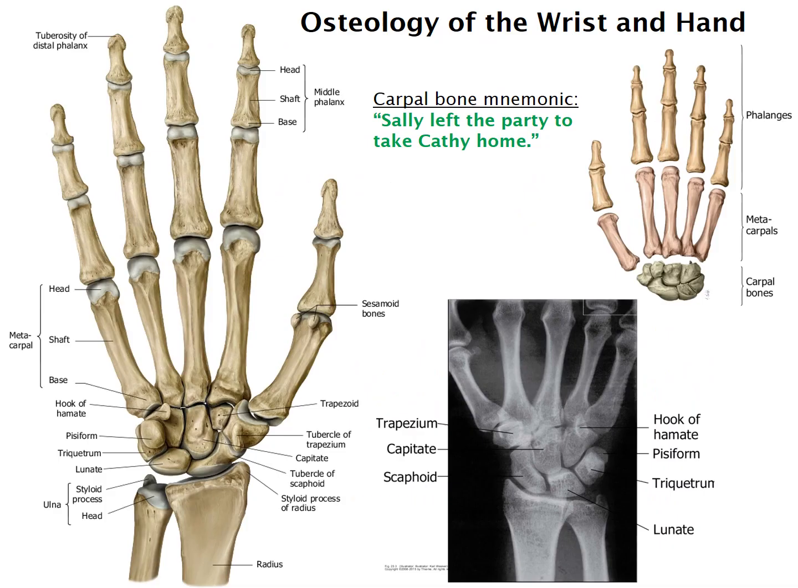The wrist is also called the carpus, and it is composed of 8 carpal bones arranged in 2 rows. Functionally, the carpal bones give flexibility to the wrist, and as you'll eventually learn, they create a carpal tunnel. Now, there are many mnemonics for carpal bones, and of course, the dirtier the mnemonic, the easier it is to remember. For the sake of this video, I'll keep it clean. The mnemonic shown here is Sally left the party to take Kathy home. Each letter in this mnemonic represents a letter for each of the 8 carpal bones.